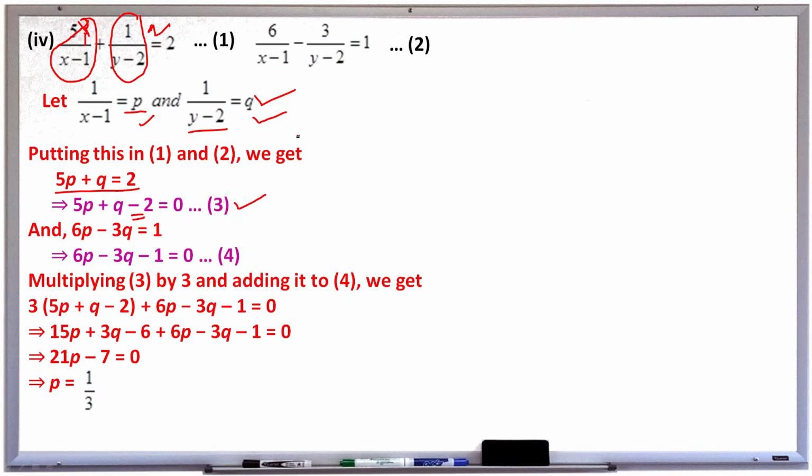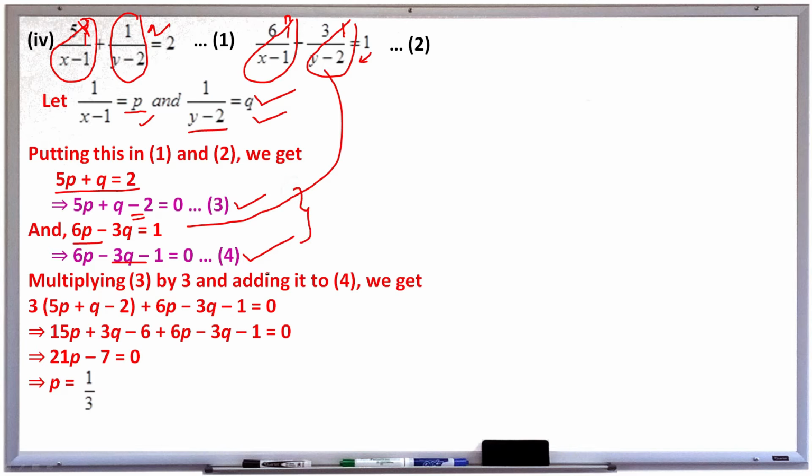This is the first equation. Then again we are going to apply it for the second one. Instead of 1 by (x minus 1) as p, so 6p, correct? Now 3 by, here also 1 by (y minus 2), you have taken as q, so minus 3q is equal to 1. Bring this 1 to the left side, it will become minus 1, so minus 1 is equal to 0. Equations 3 and 4 we are going to solve.